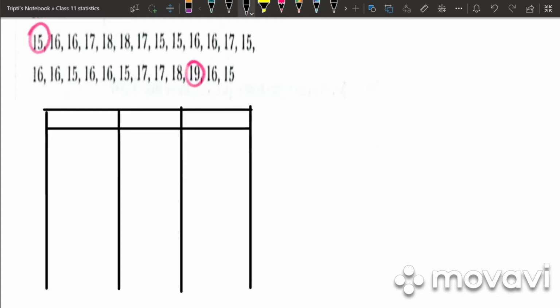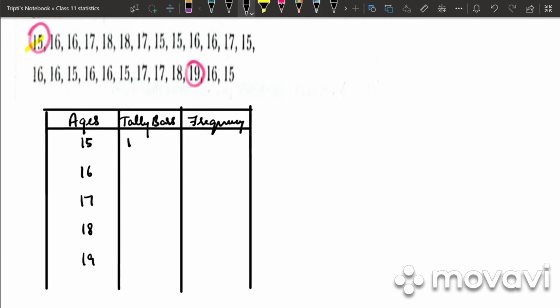So our first column will be ages. Then it will be tally bars. And next it will be frequency. So it will start from 15, then 16, 17, 18 and 19. So our first number is 15. So where will be our tally bar?